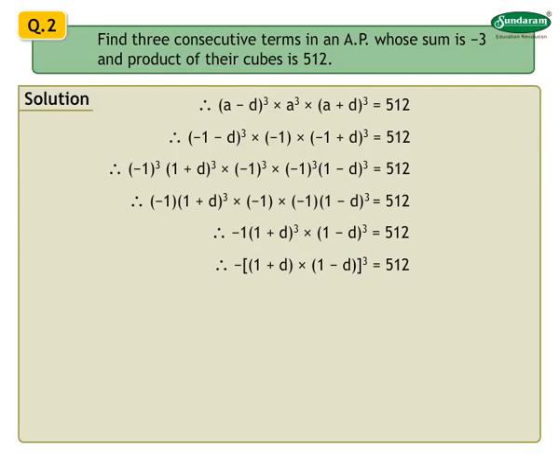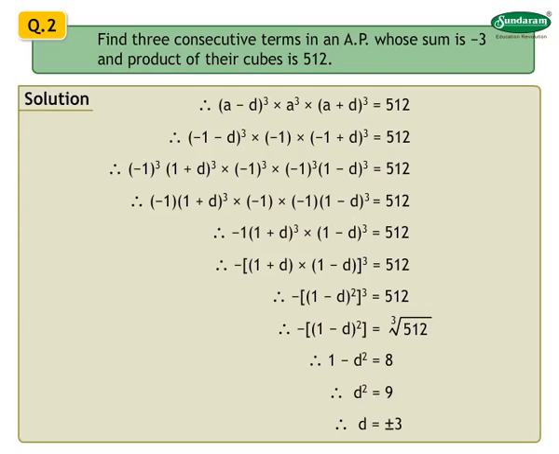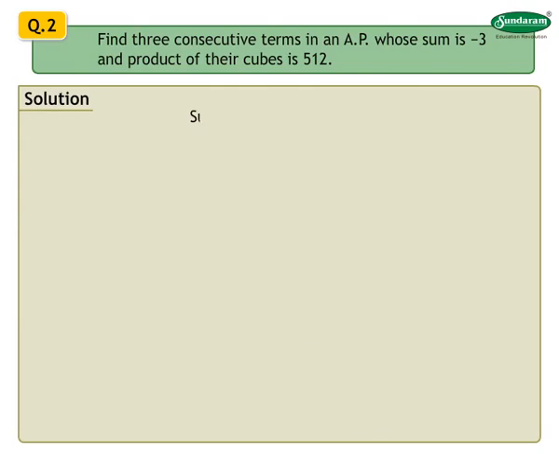Minus into square bracket 1 plus d into 1 minus d, the whole cube, is equal to 512. Minus into square bracket 1 minus d square, the whole cube, is equal to 512. Minus into 1 minus d square is equal to cube root of 512. 1 minus d square is equal to 8. d square is equal to 9. Therefore, d is equal to plus or minus 3.